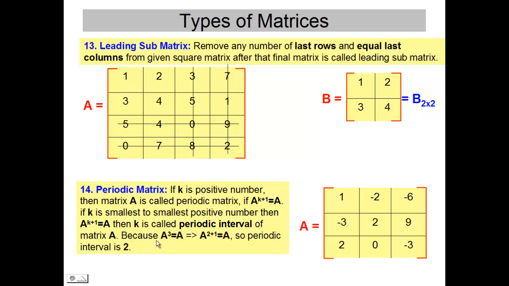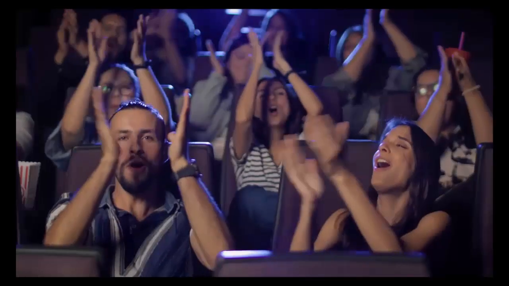In this example, if A to the power of 3 gives the result A, we can write it as A to the power of 2 plus 1 equals A again. So the periodic interval is 2. Here 2 is the periodic interval. So this is the periodic matrix definition.